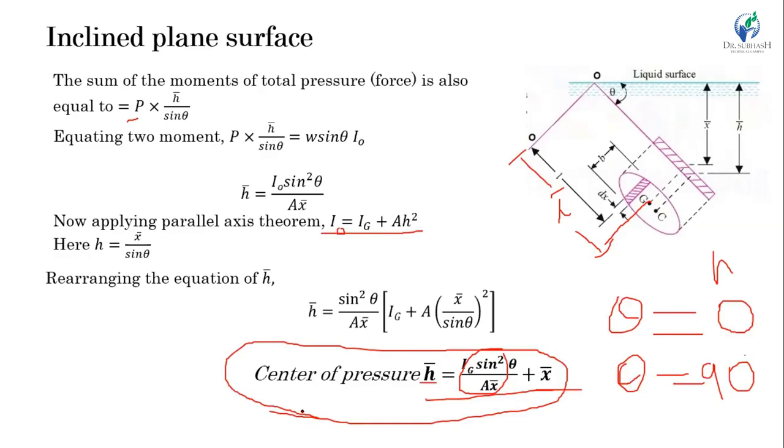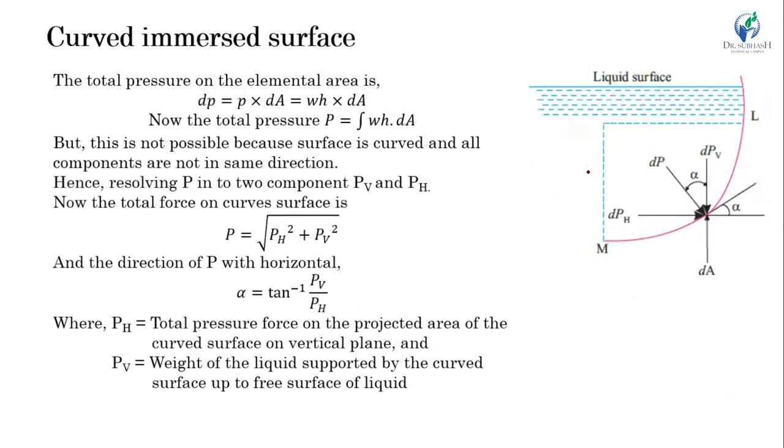Now we will move on to the curved surface, and we will derive the equation for both parameters, say total pressure and the location of center of pressure. Here we can see in the figure it is the curved surface, which may be many times seen for a dam.